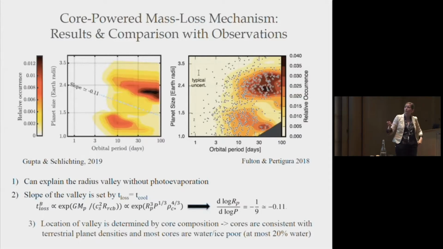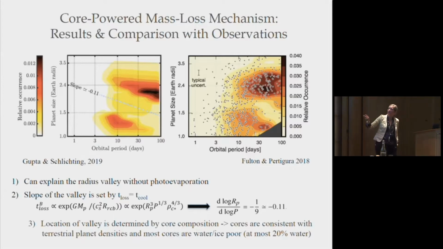And the things in the exponent are only the mass of the planet, the speed of sound, and basically the size of your planet, the effective boundary radius. So we know those, and you can rewrite them as a function of period and size, because that's what the observations are plotted in, and derive what the slope should be. It's just straight out of here.